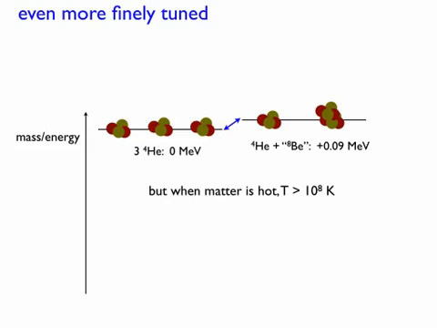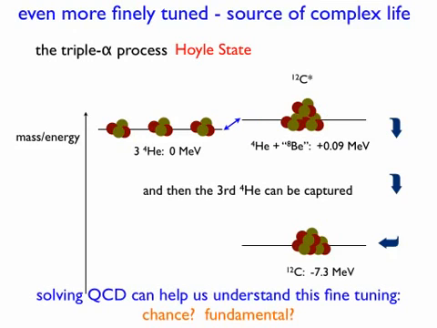And so when you heat the star up by compressing it, it becomes hot enough to form this state of beryllium, and then it turns out there's an excited state of carbon-12, and that carbon-12 can emit a photon and radiate down and form the bound carbon-12 that basically is the basis for life as we know it.